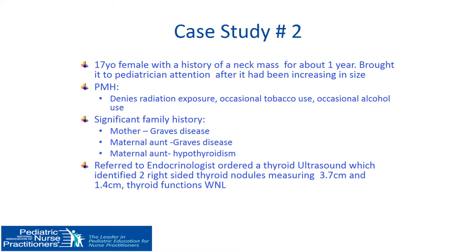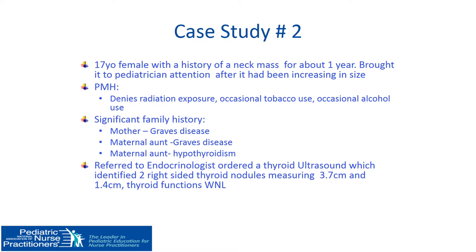Case study number two, the 17-year-old female. She had a history of a neck mass for about a year. She's a teenager, she didn't tell anyone about it. She brought it to her pediatrician's attention after it started to get really large. Her past medical history, she denied any radiation exposure. She occasionally used tobacco and alcohol. Her family history consisted of a mother with Graves' disease, a maternal aunt with Graves' disease, and a maternal aunt with hypothyroidism. So she has a history of thyroid disorders in the family, nothing cancerous, but still thyroid disorders.